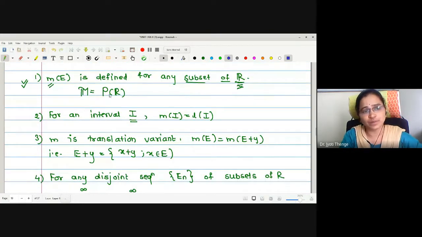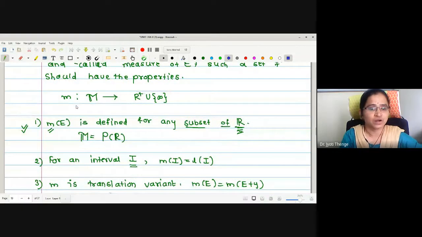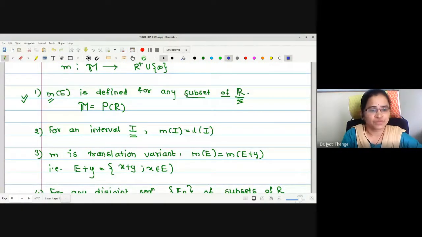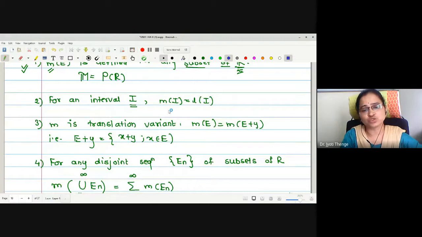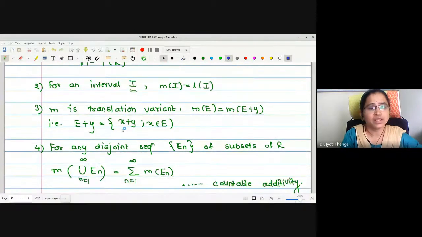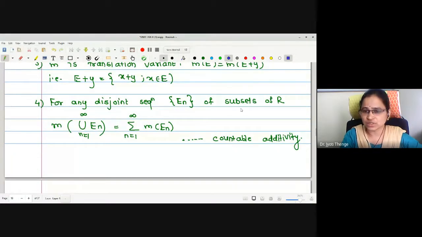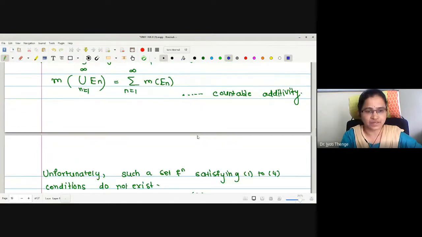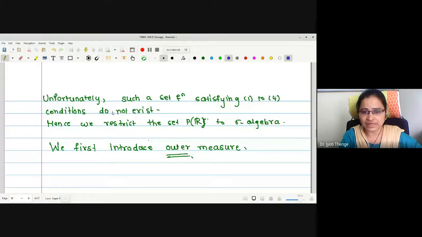Therefore, what should be the properties of this measure function m defined for an arbitrary set E? First, the measure should be defined for any subset of R. Any subset of R means this curly M under consideration must be the power set of R. Then for an interval, this measure should coincide with the length of the interval. Third, m is translation invariant. Fourth, for any disjoint sequence E_n of subsets of R, the measure of the union is the summation of the measures of the corresponding sets. And this property is called countable additivity, right? But what we have discussed is that, unfortunately, such a set function satisfying all the conditions 1 to 4 does not exist.